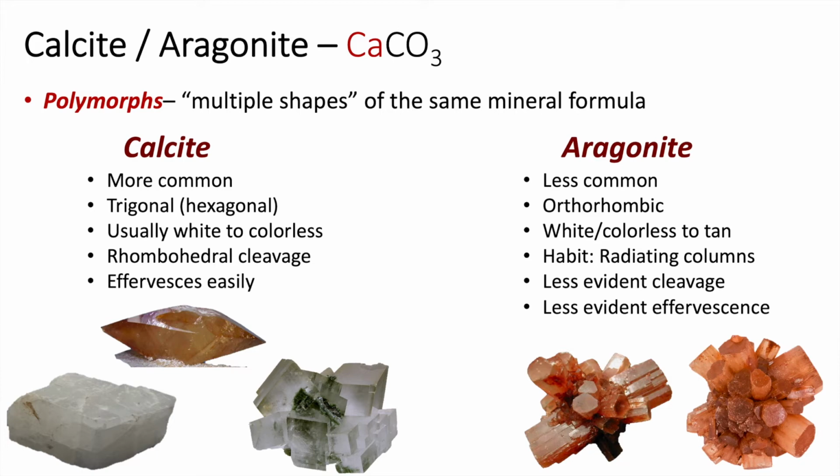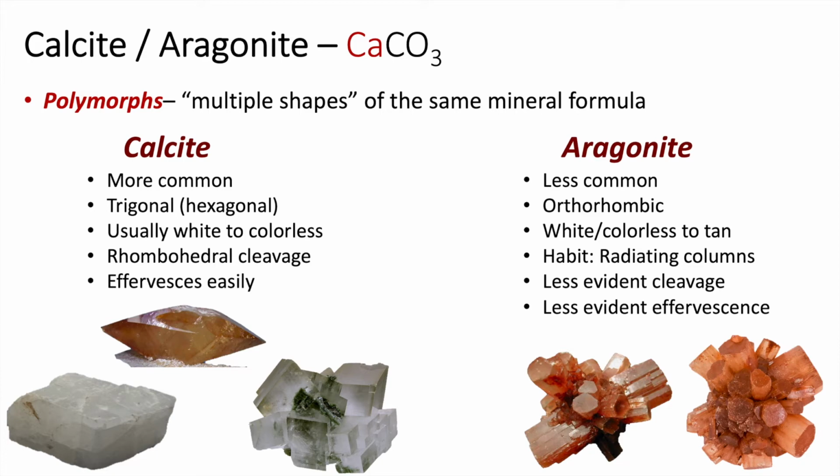As we know, it's usually white to colorless, but importantly, I added in a picture here reminding you that it can actually take on a fair number of colors. It has rhombohedral cleavage and it effervesces easily. So those are the main properties that you've learned for identifying calcite.